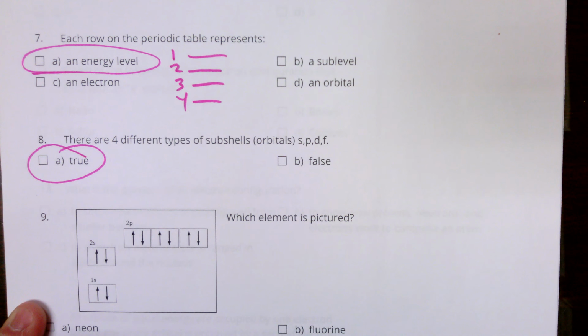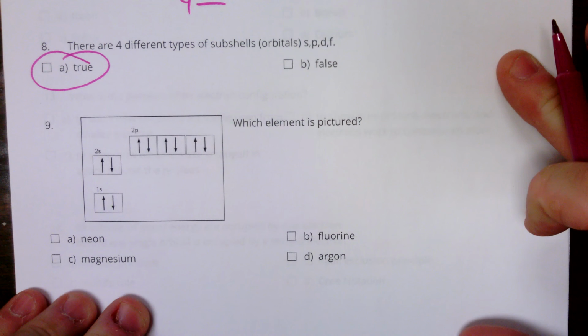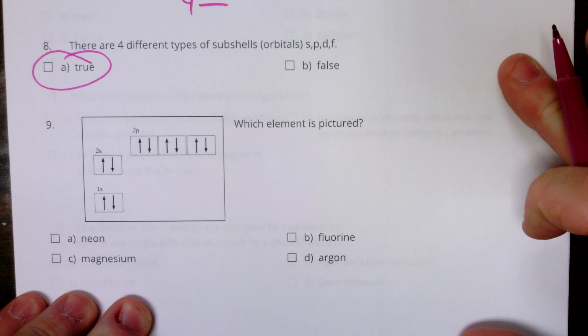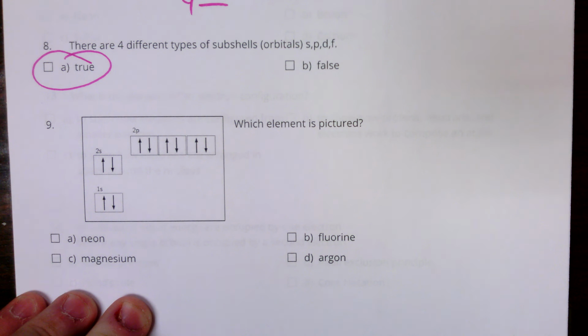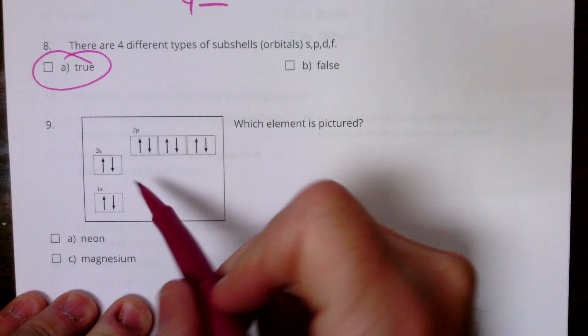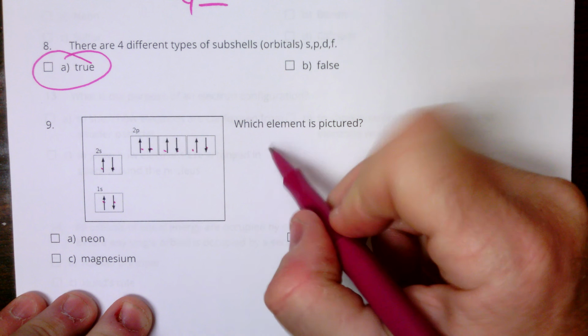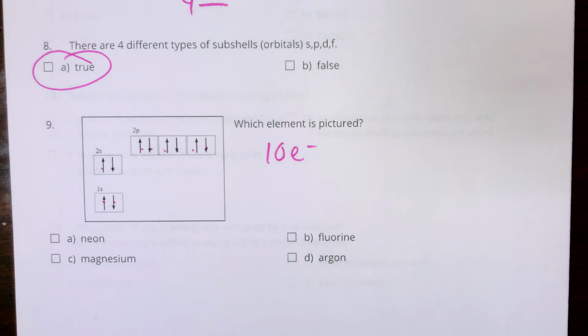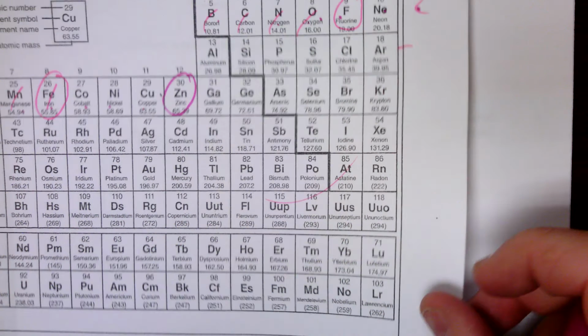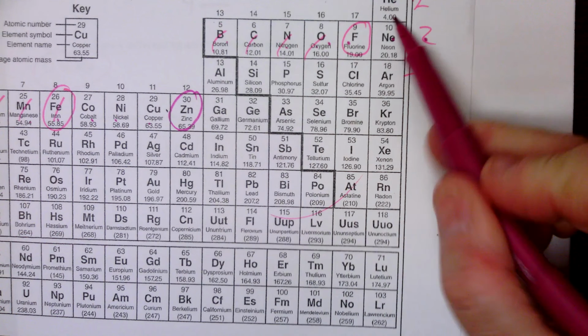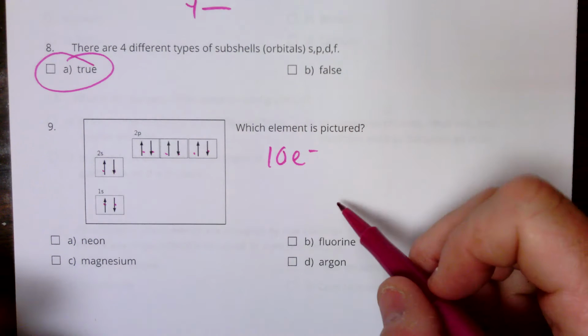That is true. Now we got a question here with this orbital notation. Which element is pictured? A couple ways we can do this. First of all, let's just count up the electrons. We got 1, 2, 3, 4, 5, 6, 7, 8, 9, 10. We've got 10 electrons. The only element that has 10 electrons is neon.